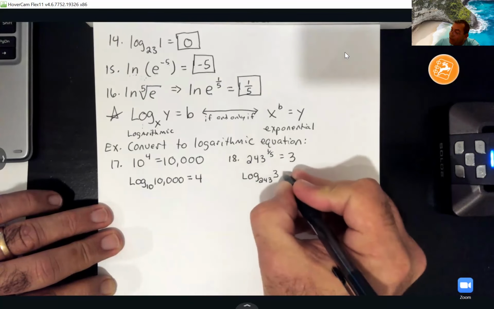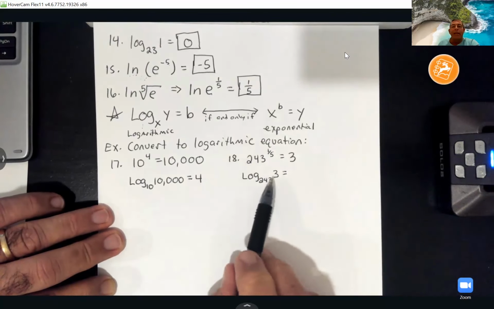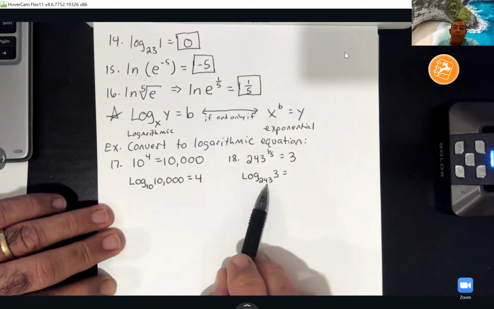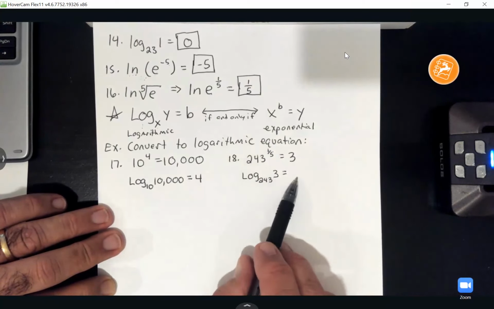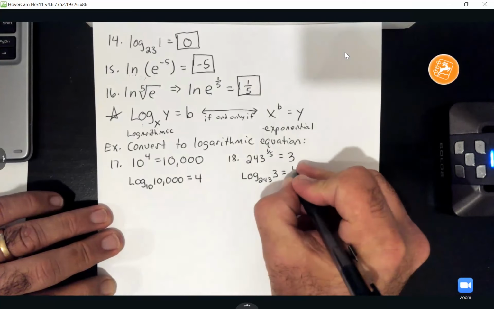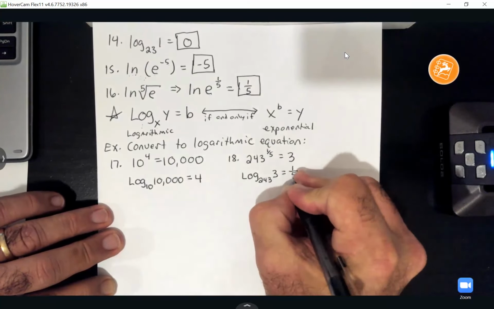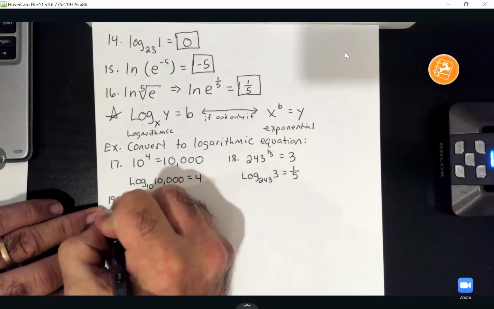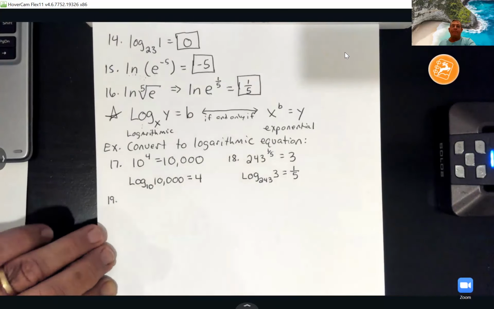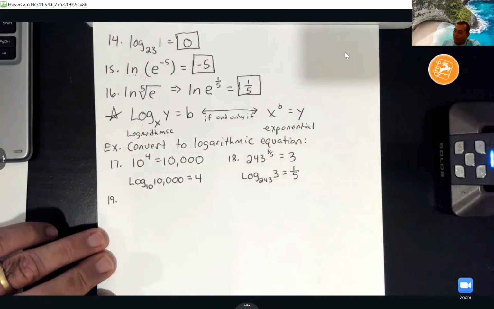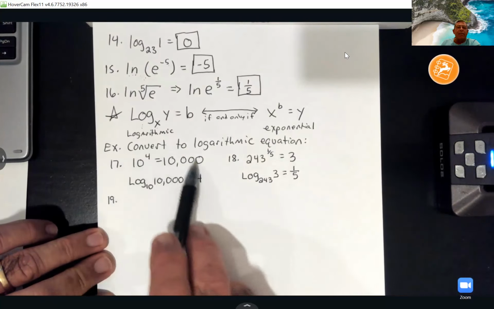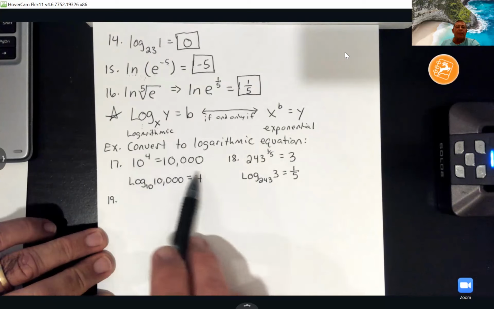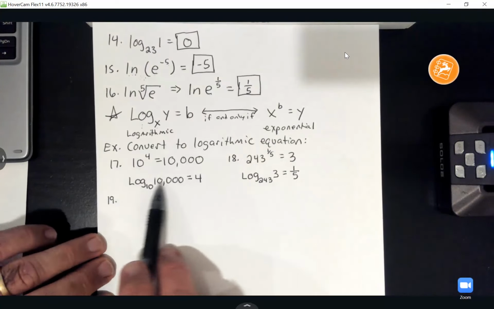So that'll be 3. And then the exponent, I would raise this 243 to get a 3 is 1/5. So we're just rewriting it. That's all we're doing, rewriting them from this exponential form into this logarithmic form.